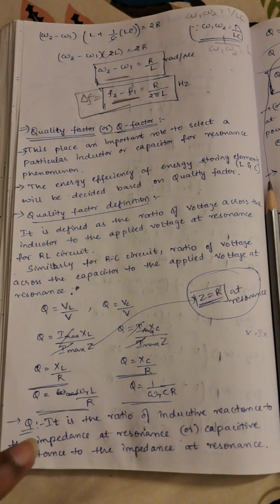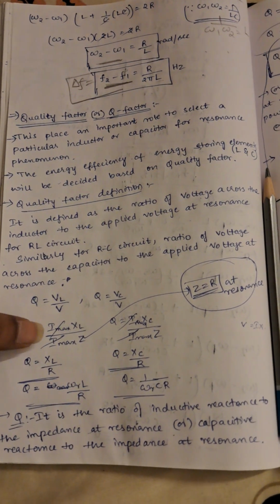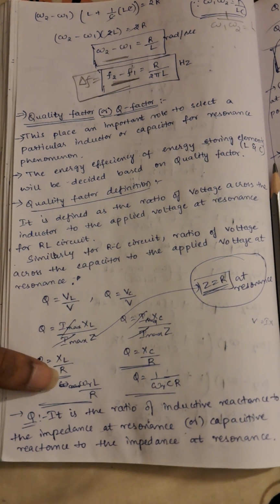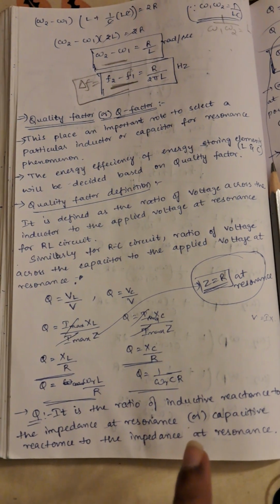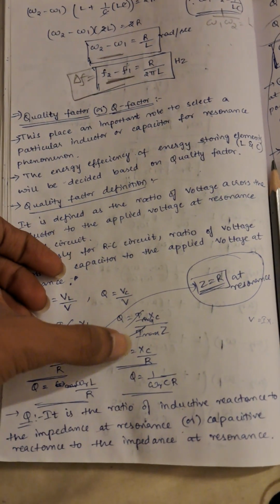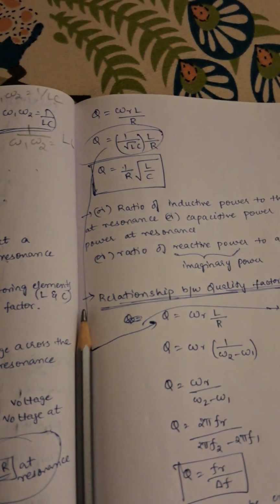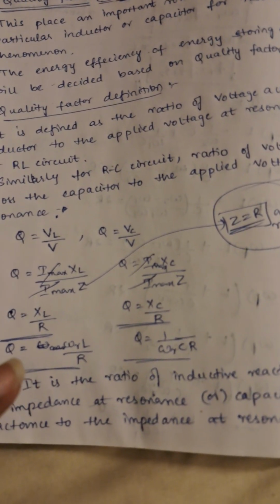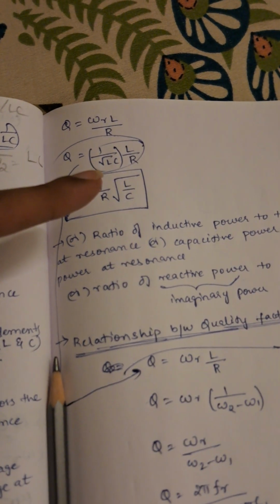Now you can also define it as the ratio of the inductive reactance to the impedance at resonance, meaning R, or the capacitive reactance to the impedance at resonance. So Q is equal to omega r L by R, right? Here omega r can be written as 1 by root LC.